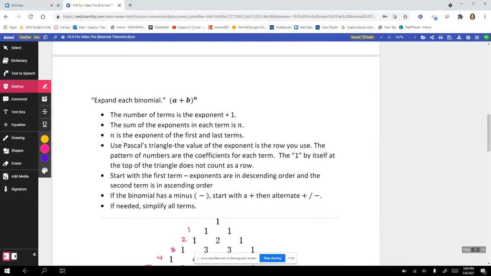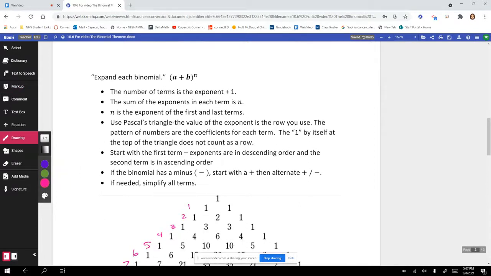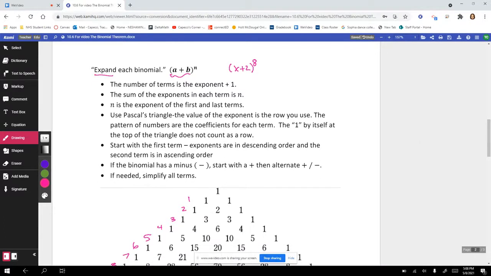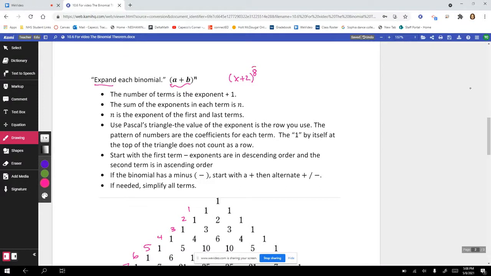And we do have some rules. The directions are going to say expand each binomial. Usually if we had something like x plus 2 raised to the 8th power, that would be in the simplest form. But when we say expand it, we mean multiply that out. The number of terms you're going to have is the exponent plus 1. So in this case, I would have 9 terms. The sum of the exponents in each term is also going to be that value, and that value for n is going to be the exponent of the first and the last terms.